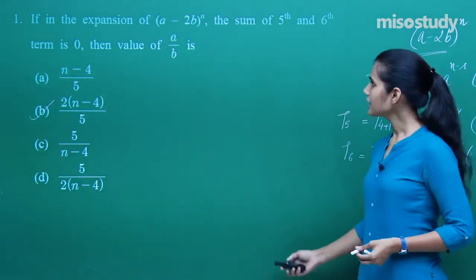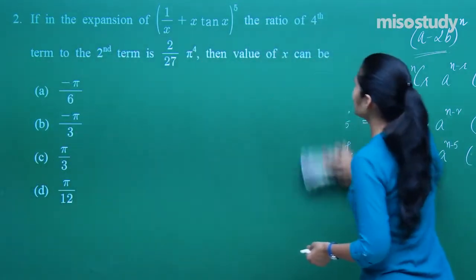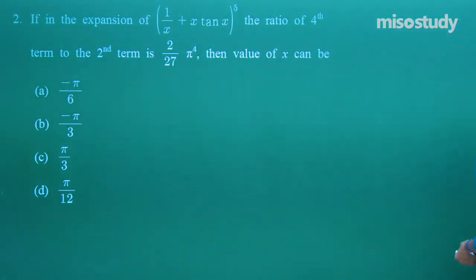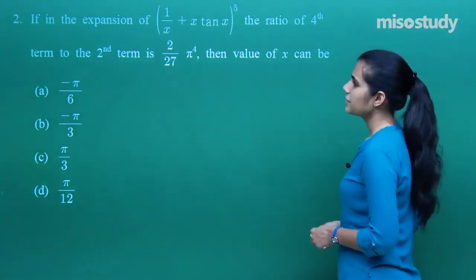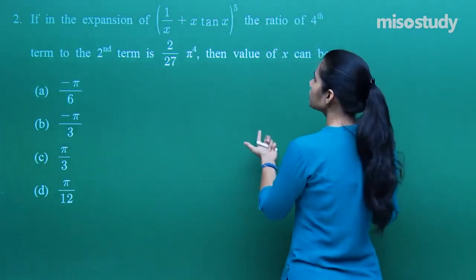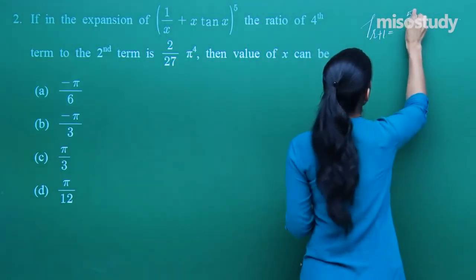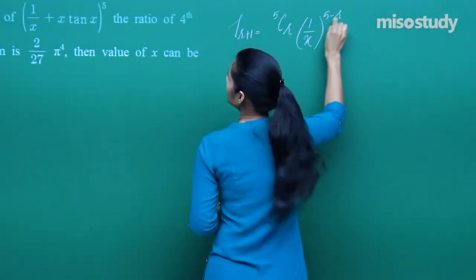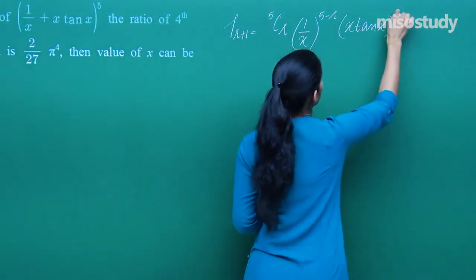Now the moment we move to the next question, let's see what it says. It says in the expansion of (1 by x plus x tan x) whole to the power 5, the ratio of 4th term to the 2nd term is 2 by 27 times pi to the power 4, then the value of x can be what all among these 4 options. So here when I am talking about 4th term to the 2nd term, again r plus 1th term will be what? 5Cr (1 by x) to the power 5 minus r and (x tan x) to the power r.